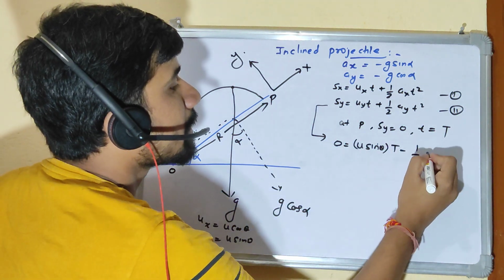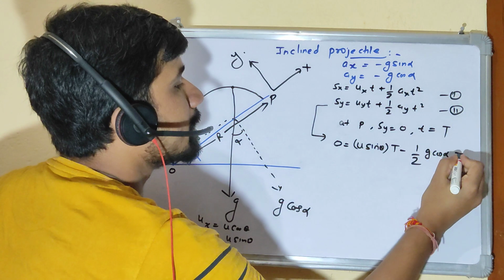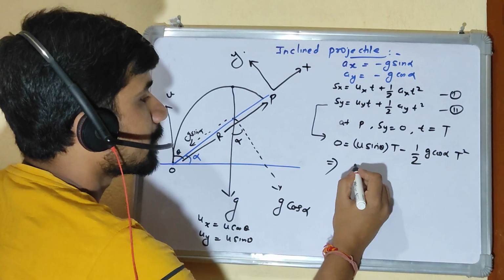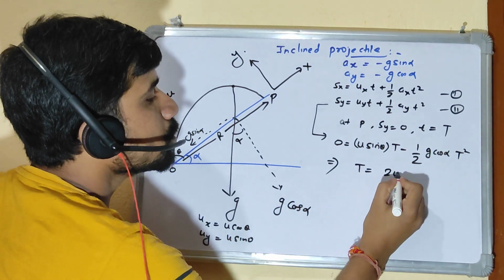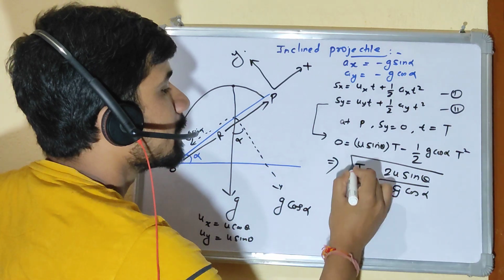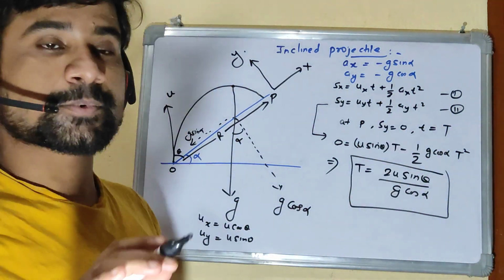Acceleration, I'll write it like g cos alpha and t square, right? Now if you find time of flight here, so time of flight becomes 2u sine theta by g cos alpha. This is my time of flight for inclined projection.